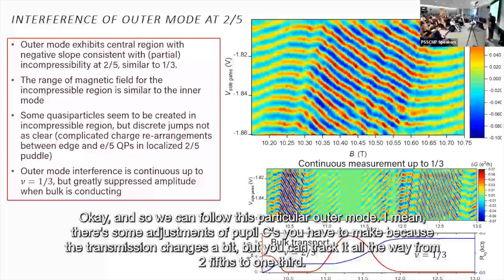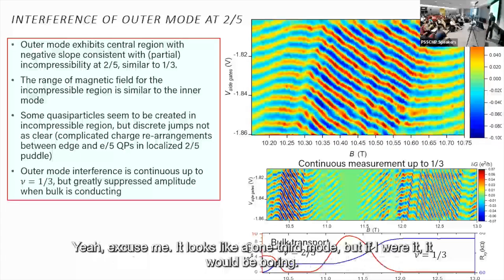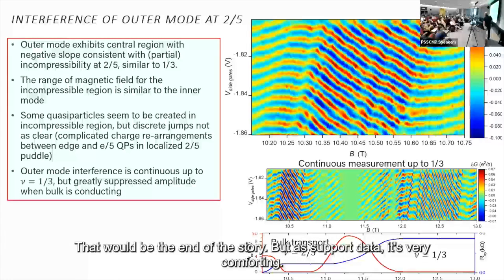I mean, there's some adjustments of QPCs you have to make because the transmission changes a bit, but you can track it all the way from 2/5 to 1/3 and follow its evolution. So this, in some ways, is nice in that it confirms in some ways that the outer mode at 2/5 looks like the 1/3 mode. But if that were it, it'd be boring. That would be the end of the story. But as support data, it's very comforting.